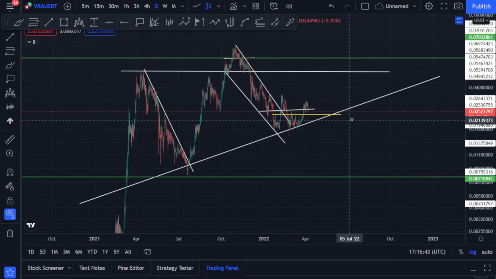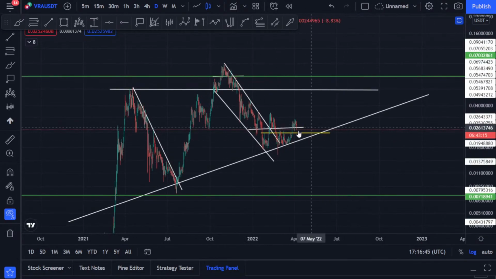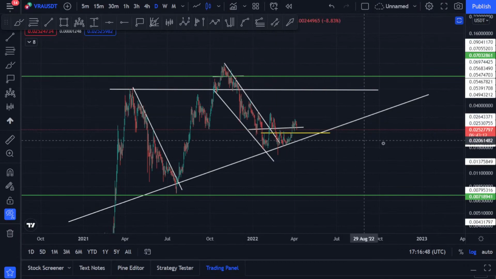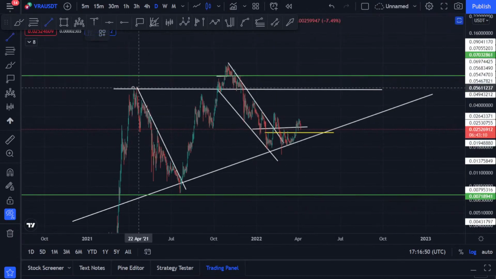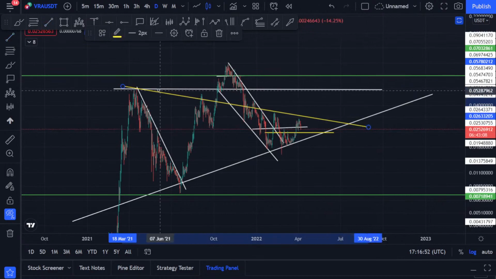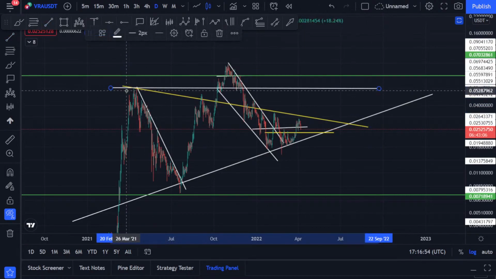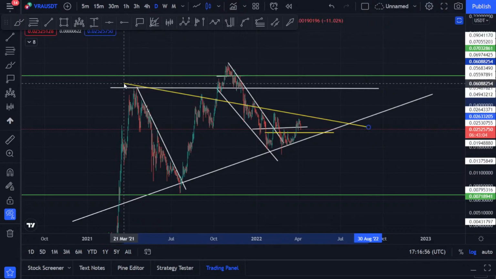This is the major support line. You're still above it, and you're just playing in this pattern formation over here. Now, you can also take this trend line and bring it right over here. This is also where you were getting your major resistance from.